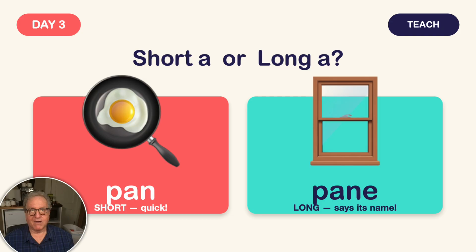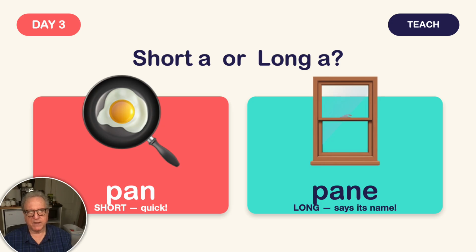Next pair. On the left, a pan for cooking. Pan. P-a-n. Pan, short and quick. On the right, a pane of glass. One little piece of glass in a window is called a pane of glass. And that's pane.